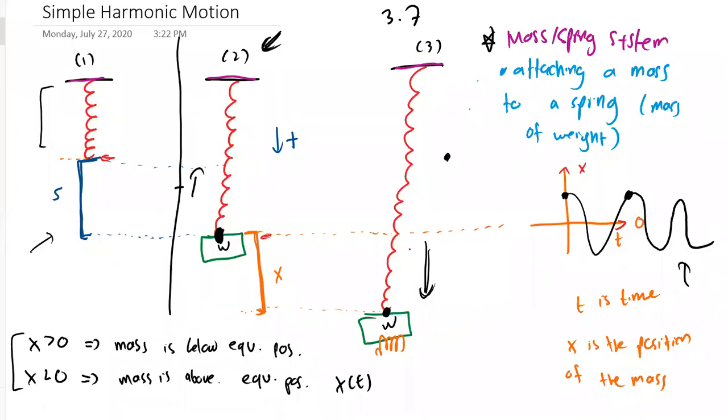Hello class. So in this video, we're going to continue in section 3.7. In the previous video, we explained what model we're going to be working with, or what system.